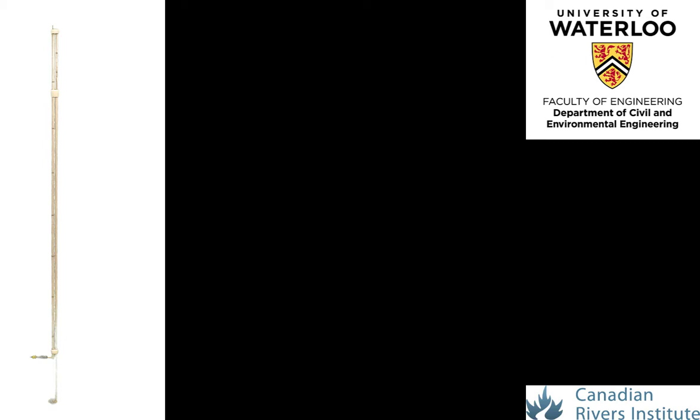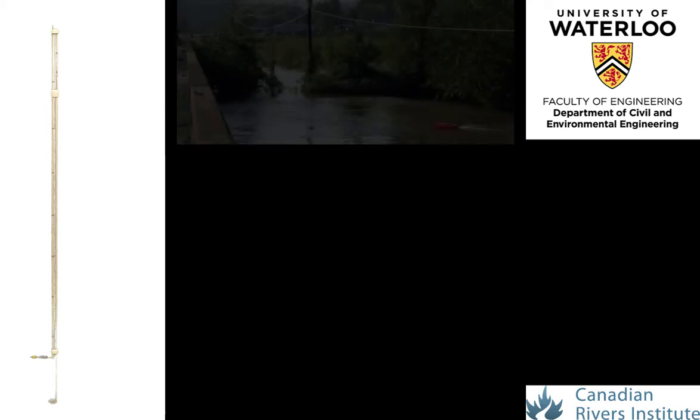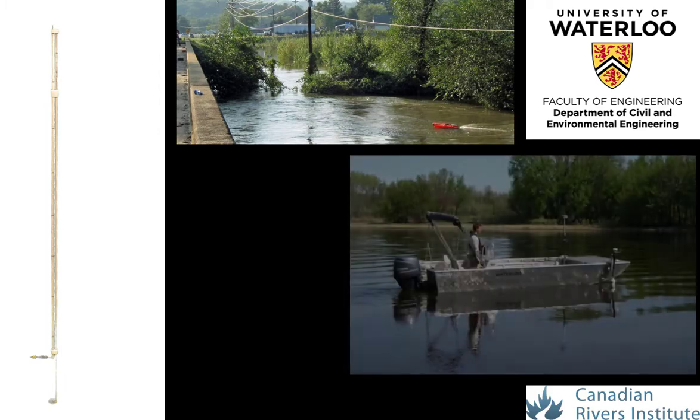This device is employed when wading in streams is possible and safe to do so. If, however, flow depths are too deep for wading, this measurement device is abandoned and measurements may be taken from bridges or tethered velocity profilers.